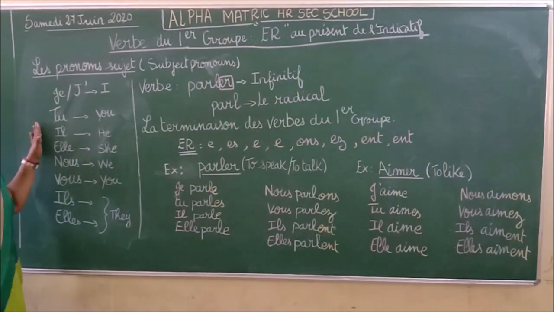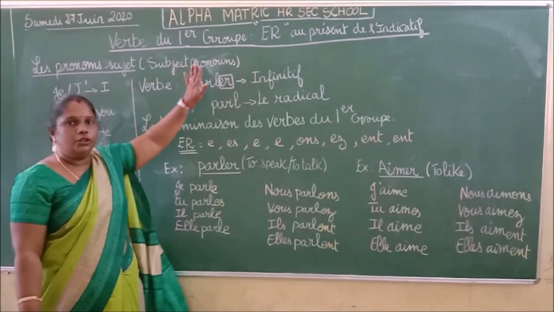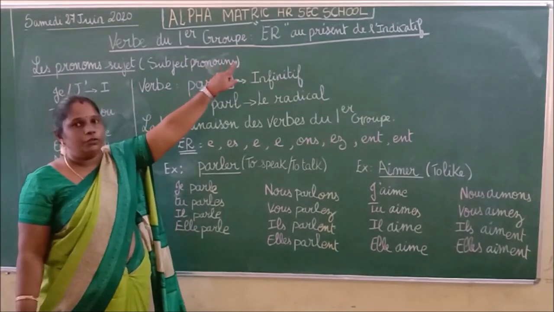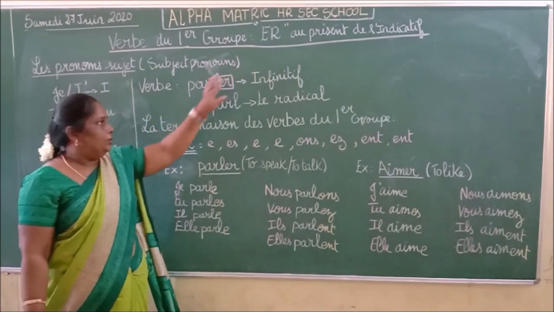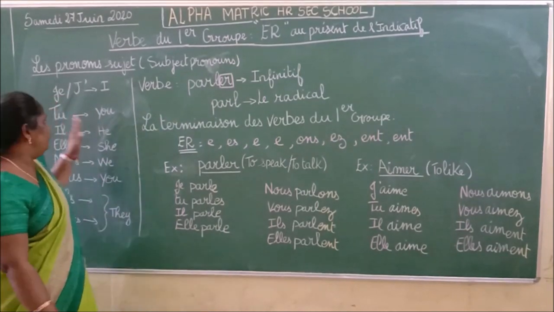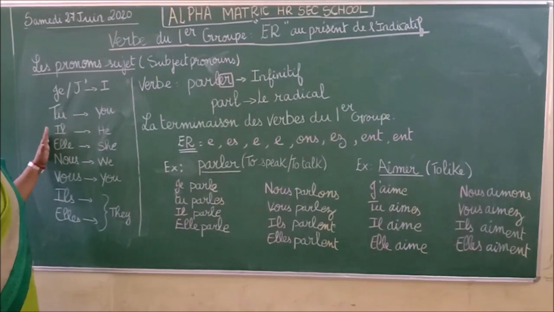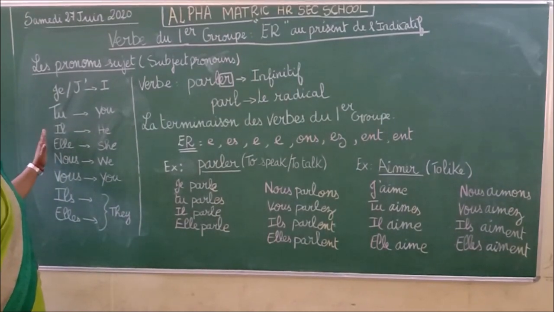So, to conjugate the verb for the first group, for all the first group verbs end with ER. To conjugate a verb of the first group, first we have to know the subject pronouns. What are the subject pronouns that we are going to use for each verb?